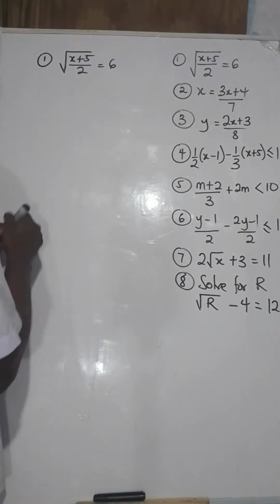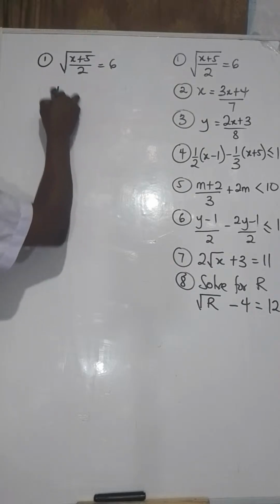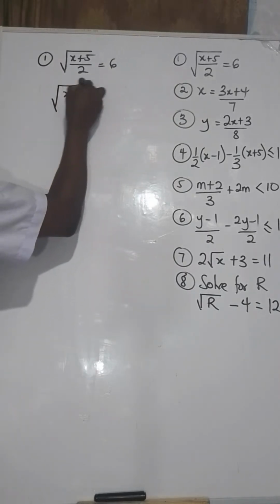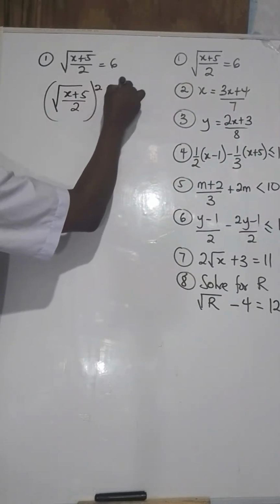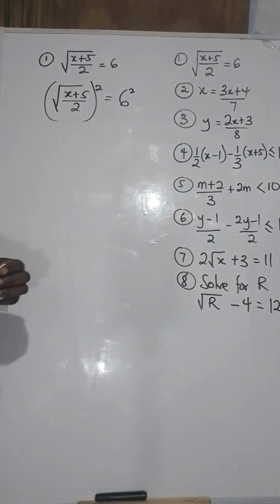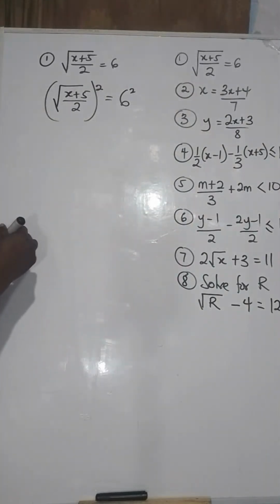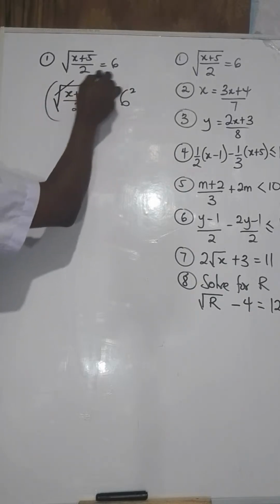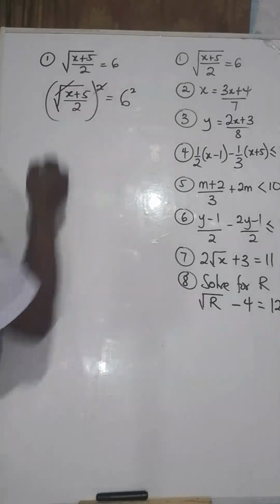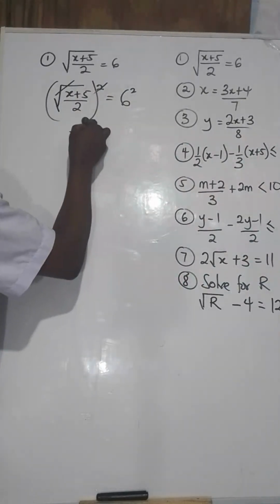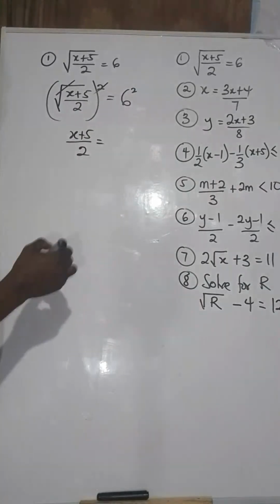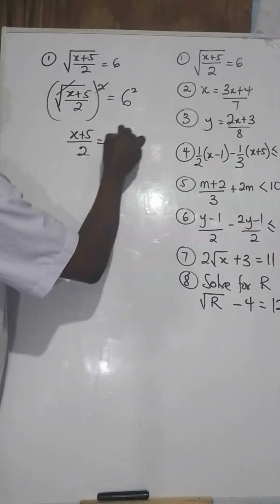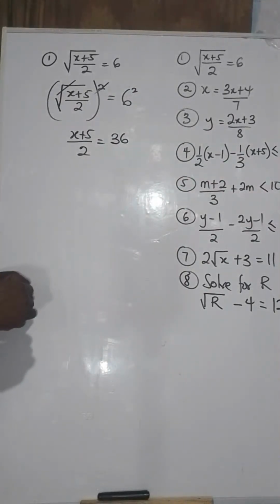To do that, you have to square both sides. So we have the square root of (x + 5)/2, all squared, equal to 6 also squared. You have to square both sides of the equal sign. When that happens, the square root will cancel the square. So you will be left with (x + 5)/2, and this will give us 6 squared, that will give us 36.